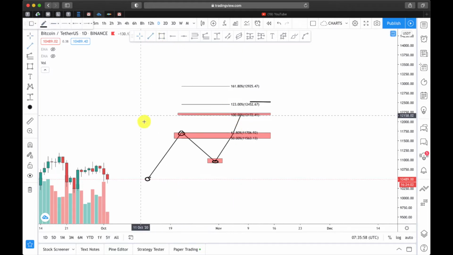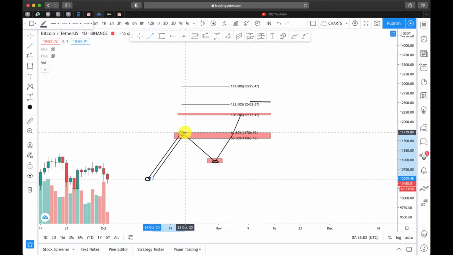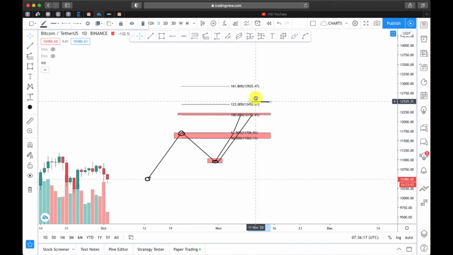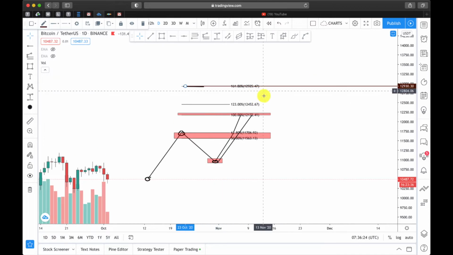So let's measure it. From the beginning of A to B, right, will be the same distance from C to D. Can you see? So you can say that it's the same distance. So the third target you'll be looking out for will be the 161.8 level. That will be the third target.